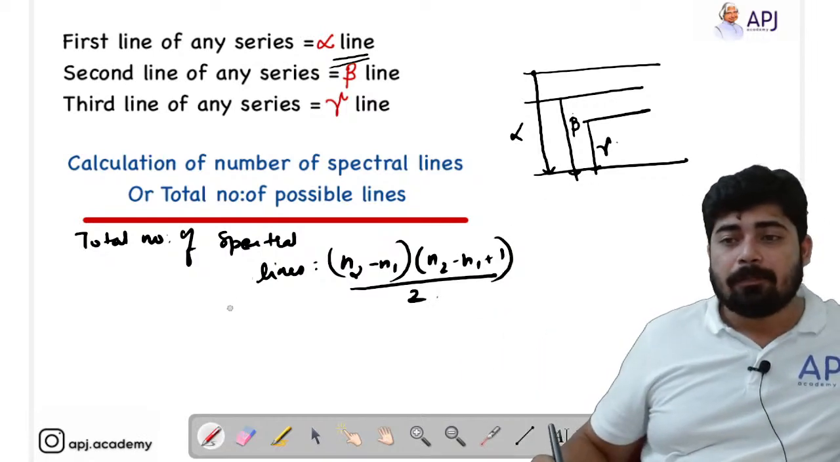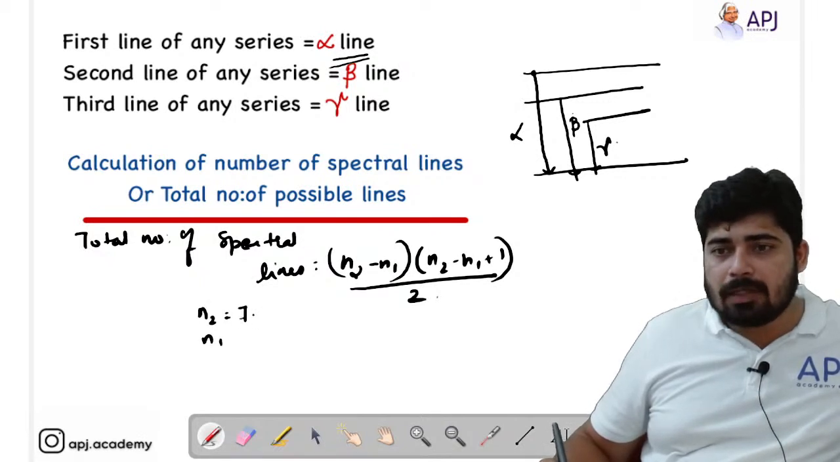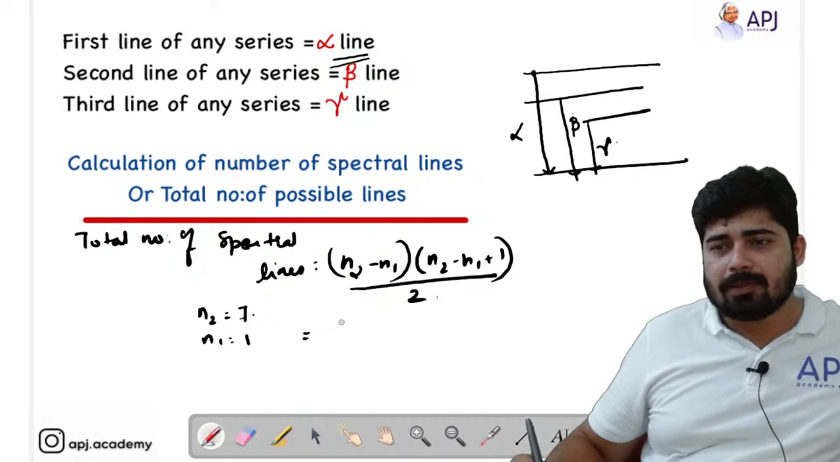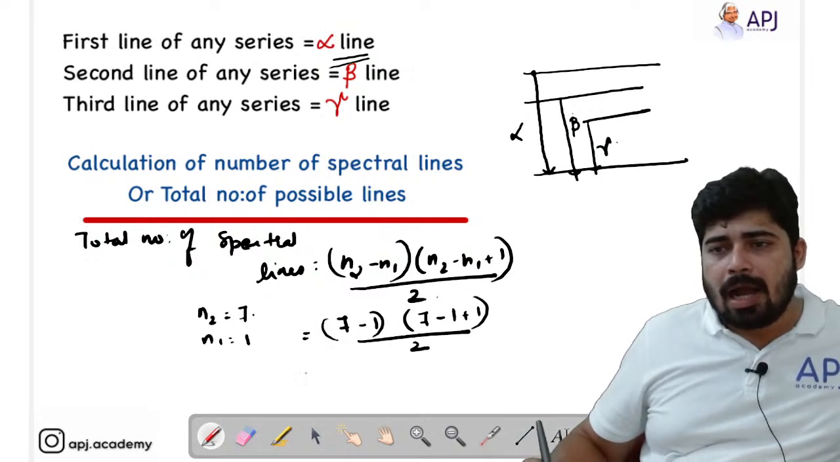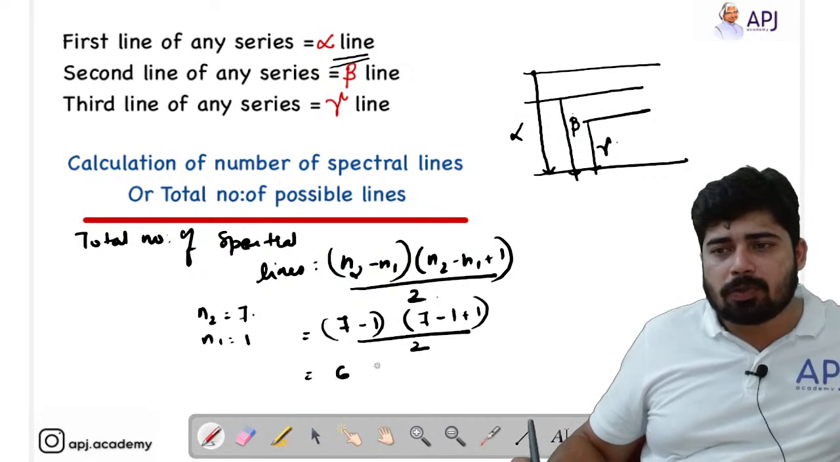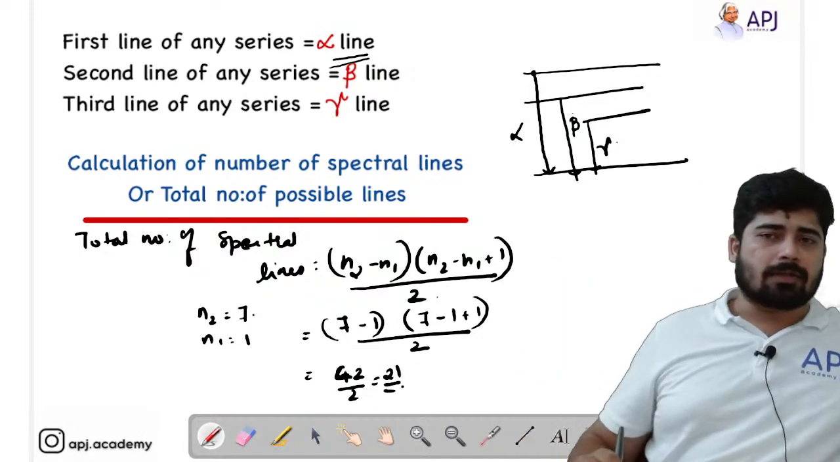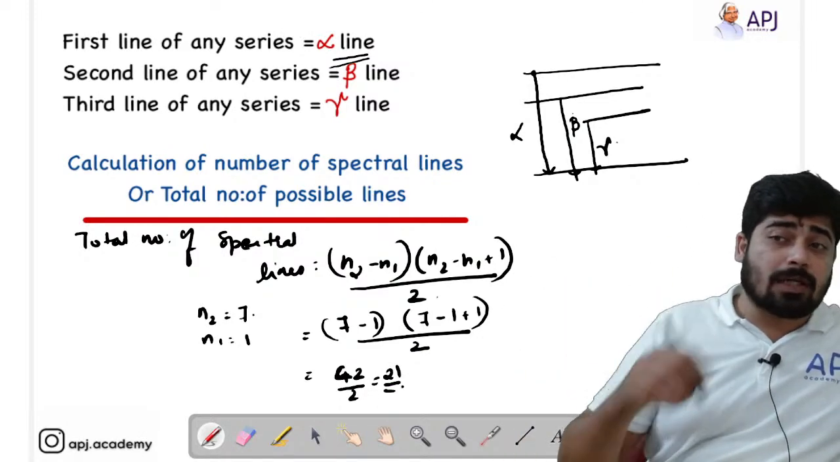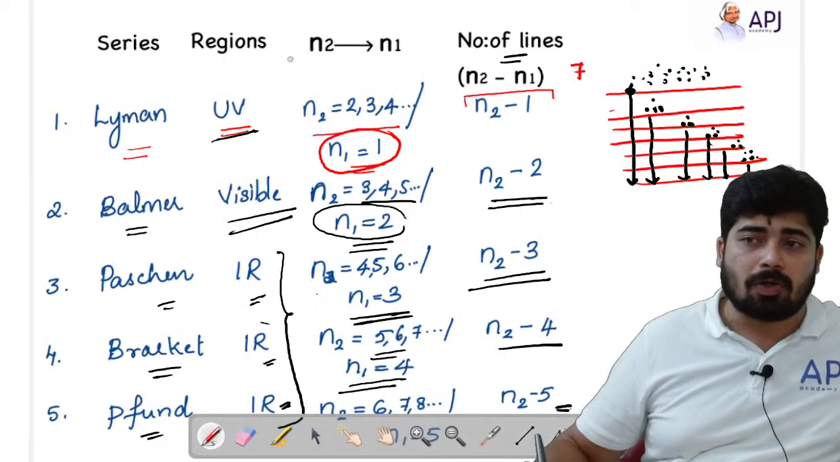So let's see, if I give N2 is equal to 7 and N1 is equal to 1, what will be the answer? 7 minus 1 into 7 minus 1 plus 1 divided by 2. I'll get 6 into 7, 42, 42 by 2, that is equal to 21 lines. A total of 21 lines. Let's check it with the previous slide whether it is correct or not.